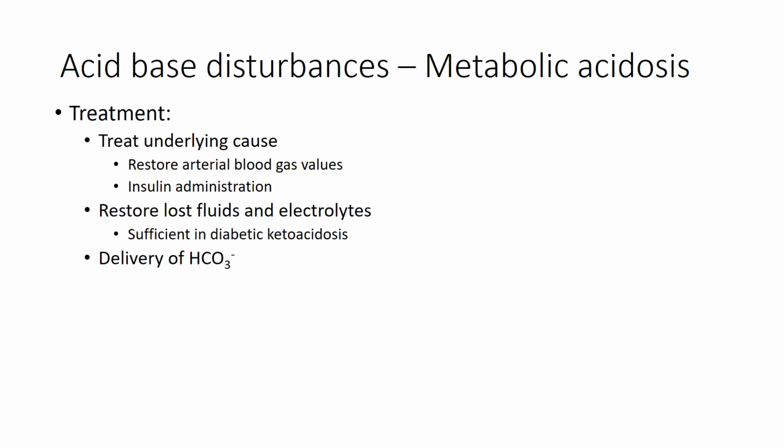All right, so treatment of metabolic acidosis. We're really going to try to treat the underlying cause, right, and restoring the arterial blood gas values. Another way to treat the underlying cause is to deliver insulin, right? So if we are diabetic, we want to increase glucose storage in cells so we can use that as a resource and decrease our reliance on really adipose tissue and fatty acids.